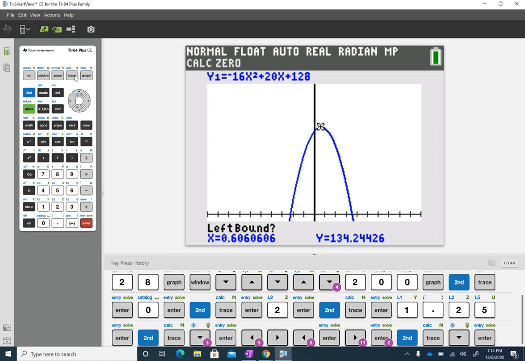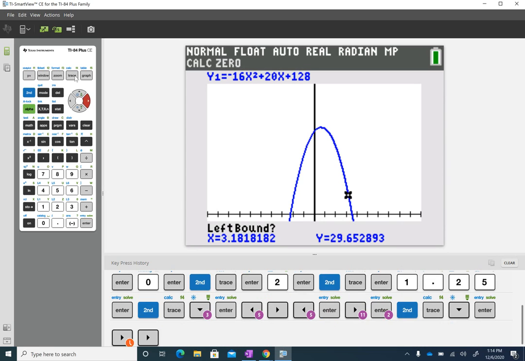So you're going to choose the 0 button, and it again asks you for the left bound. So remember, there's a positive answer and a negative answer. We're clearly going to choose the positive answer since that's the only one that makes sense. So you're going to get closer and closer to where it's crossing the x-axis, and you have to make sure you're on the left side of it, which in this case means above. Hit enter. Then scroll to the right of where the x-intercept is, which in this case means below.